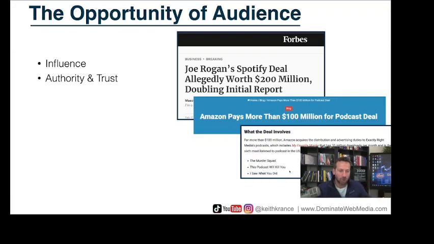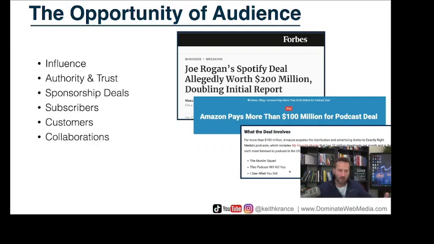It creates authority and trust. When you have a following, people automatically trust you. It's sad. It's like the white coat effect, but it is true. Authority, audience. It's why people buy what celebrities recommend. You build that audience, you build that trust. It makes a big difference. Sponsorship deals, subscribers off the back end of those, customers, literally building an organic following. Now, getting customers is a longer process. So we have to think about, what are our goals?